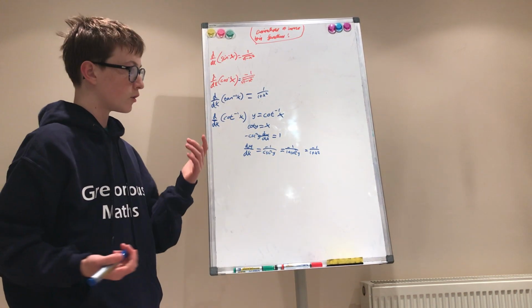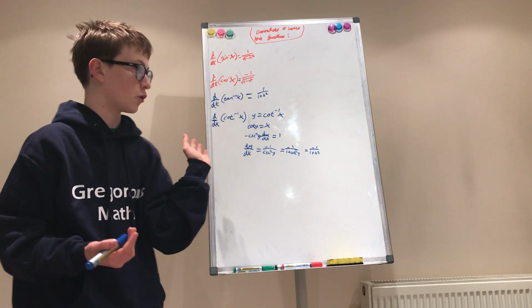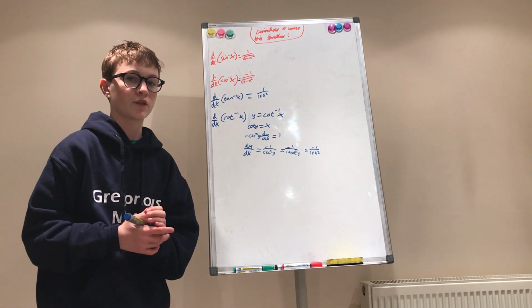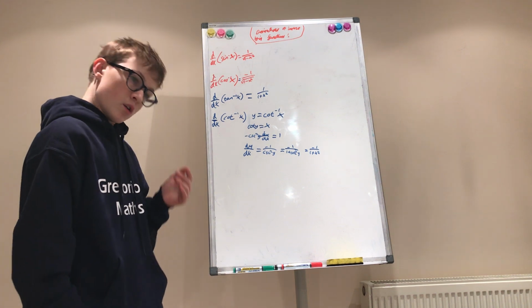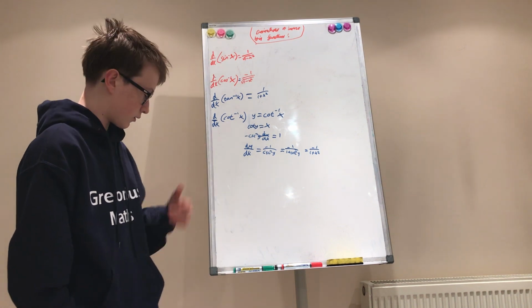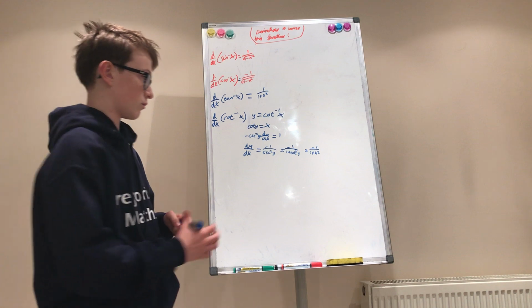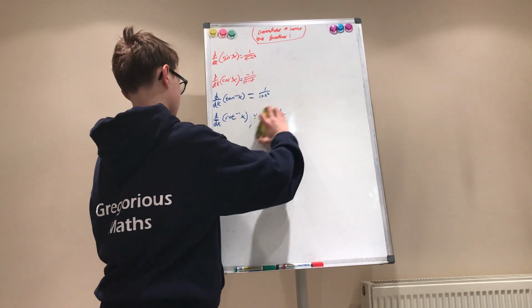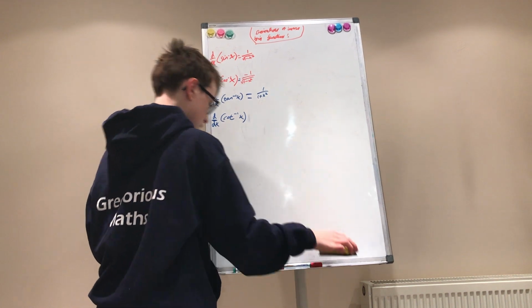Okay? So you just did the same thing as before, except with negative cosecant squared y. Yeah, that's it. Negative 1 over 1 plus x squared.